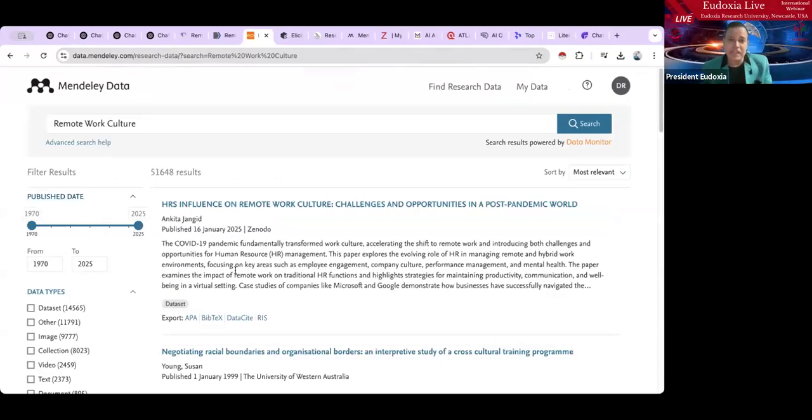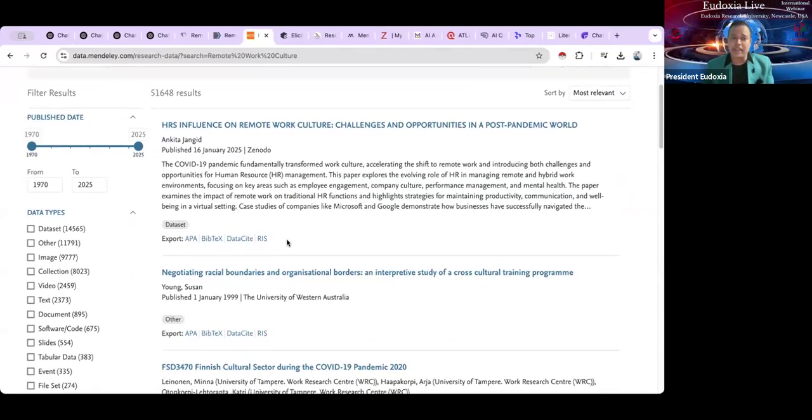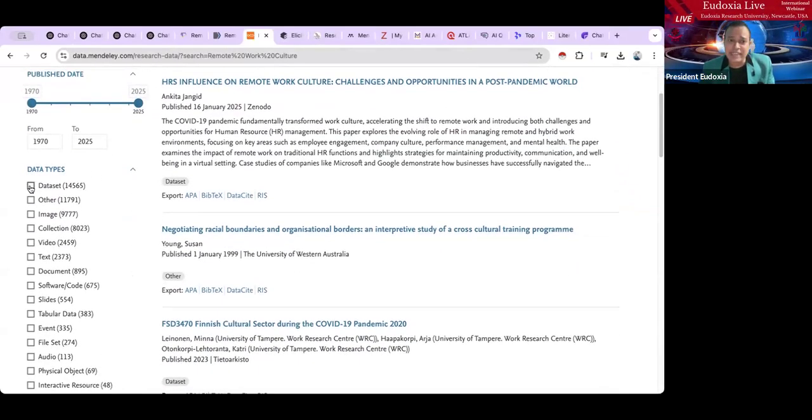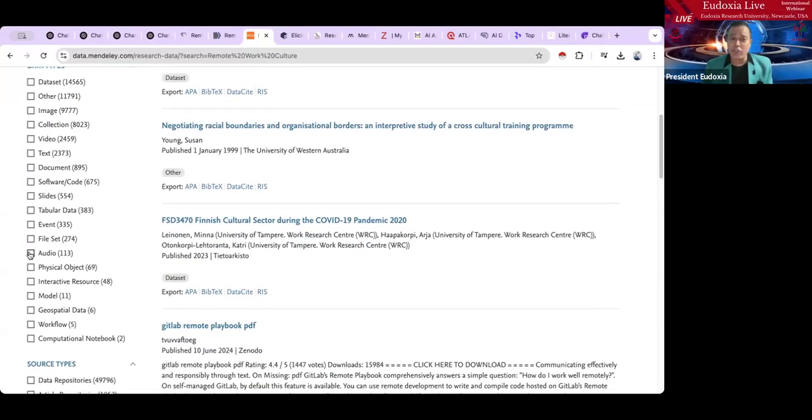Now you see, these are the papers. If I need a paper, I can go with that one. If I need a data sheet, I can go with the data sheet. If I need images, I will use images. If I need the text only, I can use that one. If I need the audio file, I can use this part also.